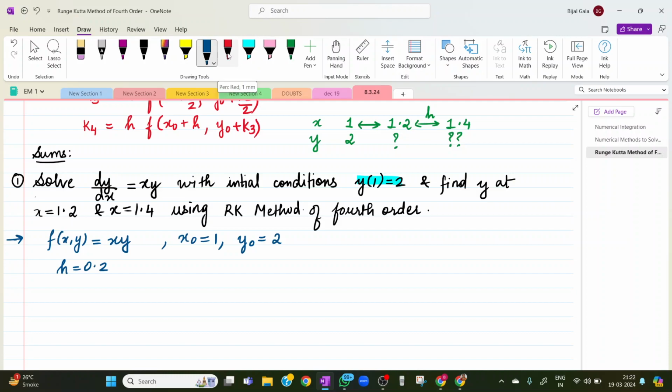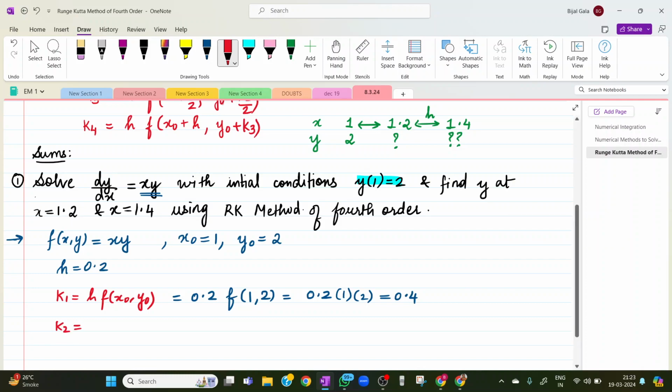Let's apply the formula for the Runge Kutta method. We start with k1. The formula for k1 was h times f of x0, y0. Let's substitute the values. h is 0.2, f of x0 is 1, y0 is 2. So 0.2 times, this is your f of x comma y, right? So it's basically multiplication between the x coordinate and the y coordinate. So your answer is 0.4. The answer is 0.4 for k1. I hope no doubts.